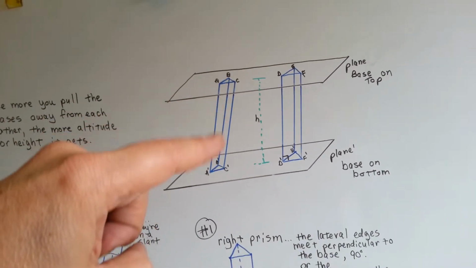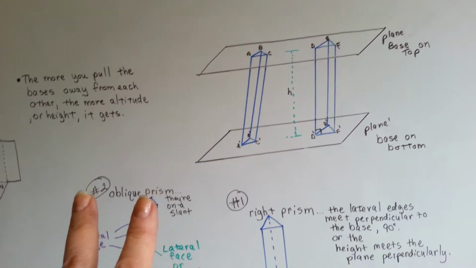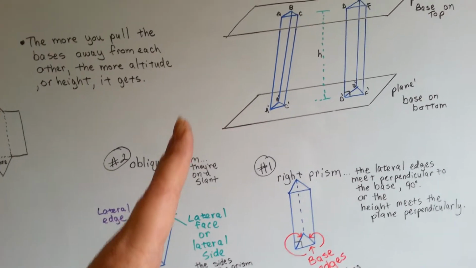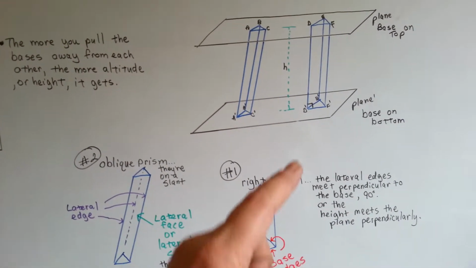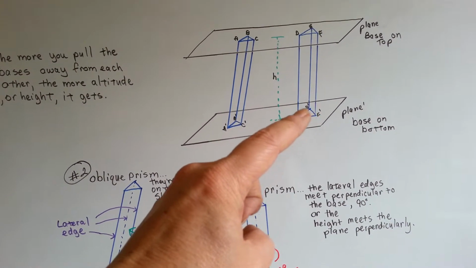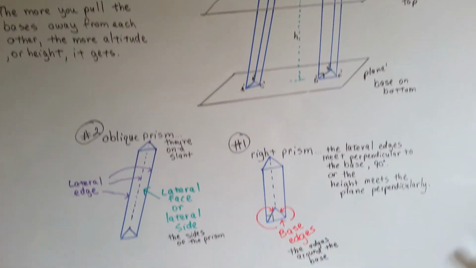And notice that this one kind of has a slant to it. Well, that's because there's 2 types of prisms. There's a right prism and an oblique prism. The oblique one kind of goes on an angle like that, and the right prism meets at a 90-degree angle on the plane and in each of its lateral sides, see?